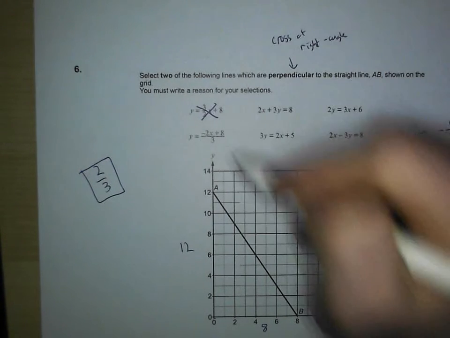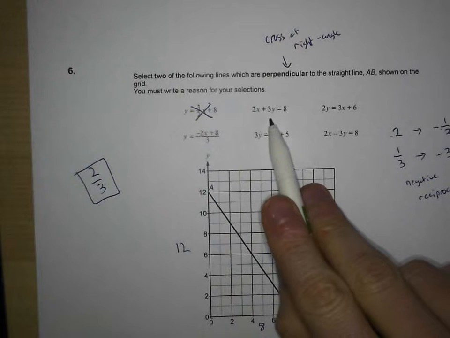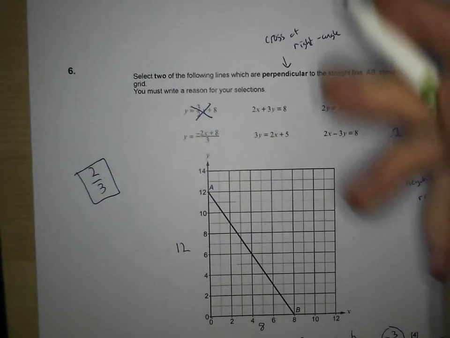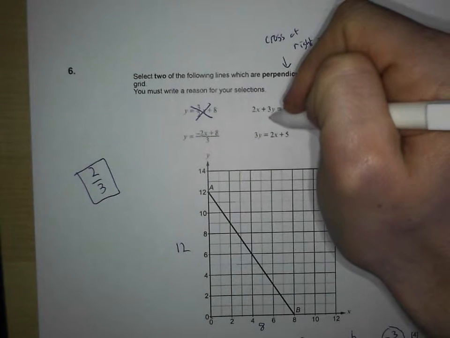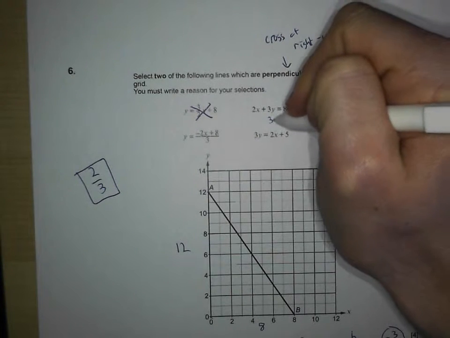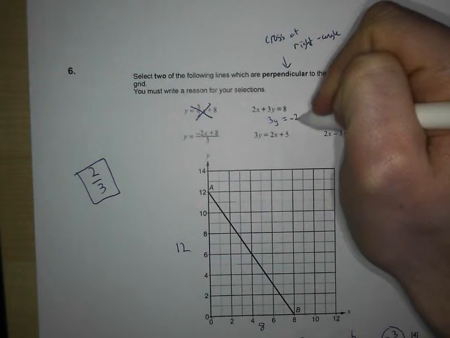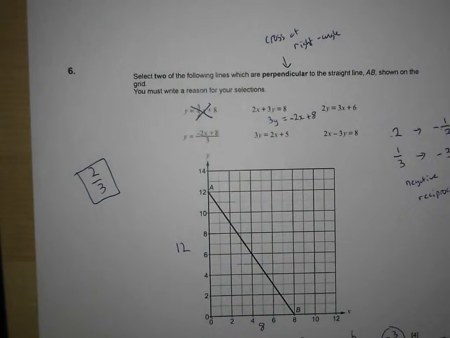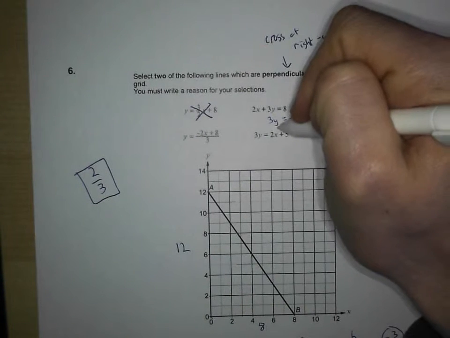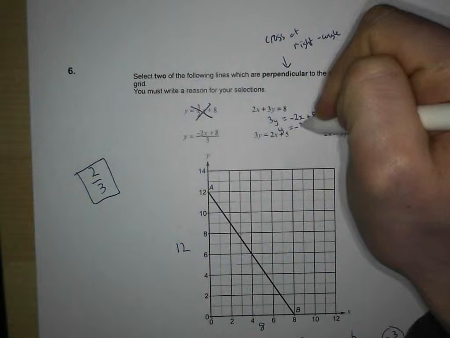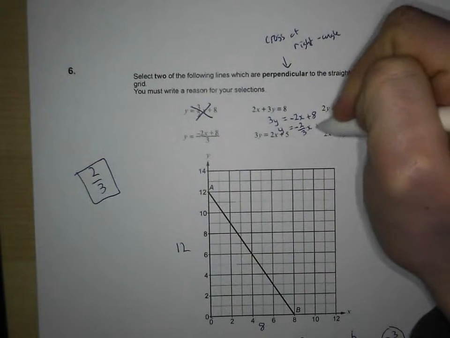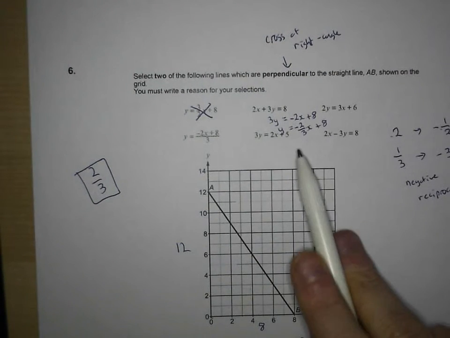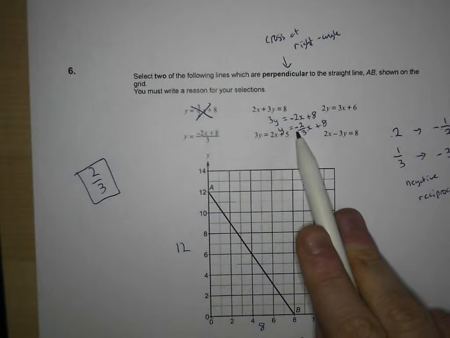What about this one here? What's the gradient of that? Well, it's not easy to see like that because it's not arranged the right way. So let's rearrange it. If I take 2x from both sides, I get 3y equals minus 2x plus 8. So that's just taking away 2x from both sides. Now if I divide by 3, I get y equals minus 2/3 of x plus 8. Now that's almost looking good, but it's a minus 2/3. It's a negative gradient, so forget that one.